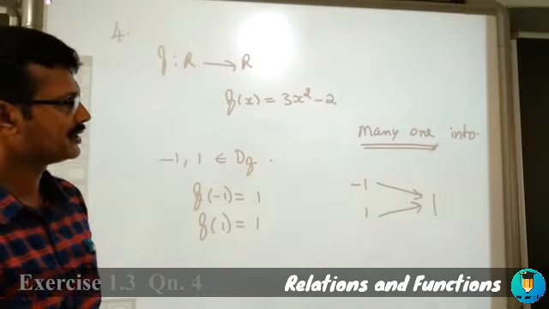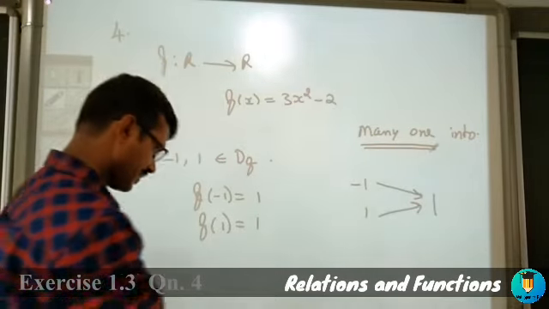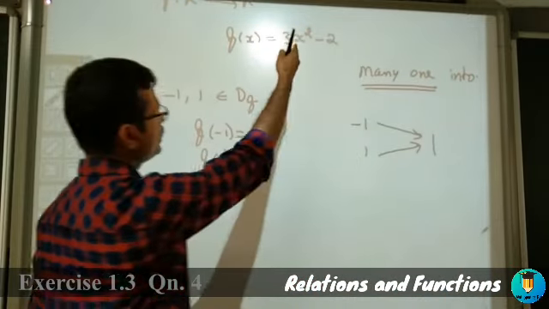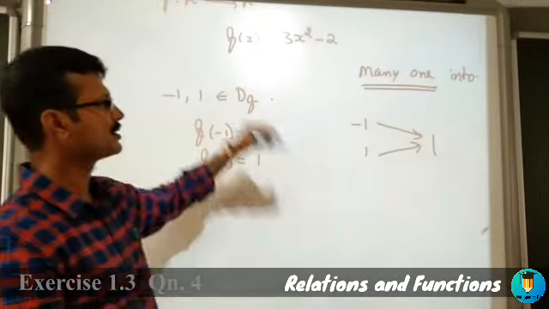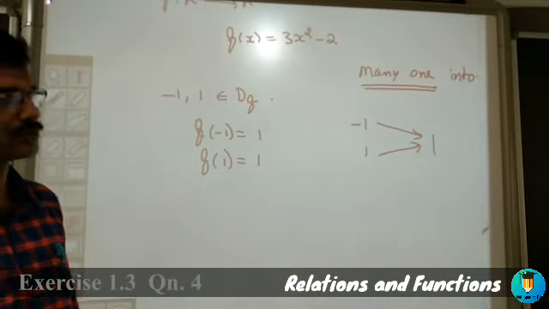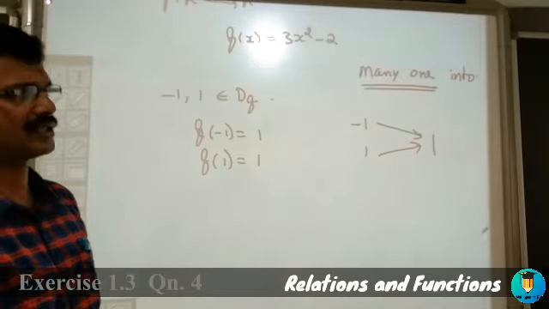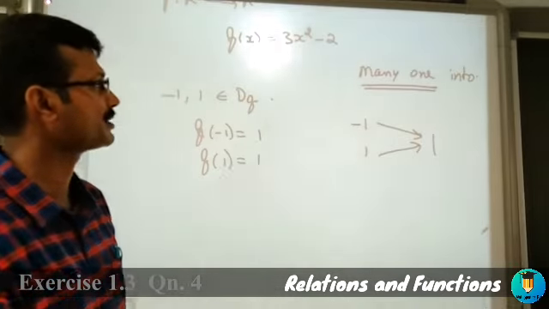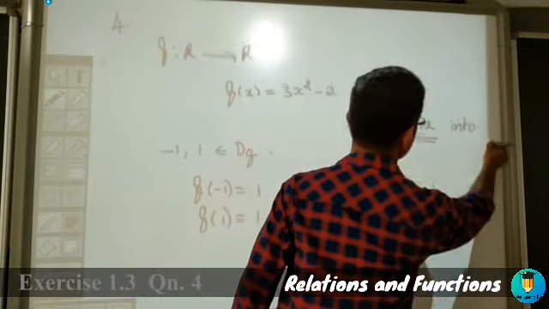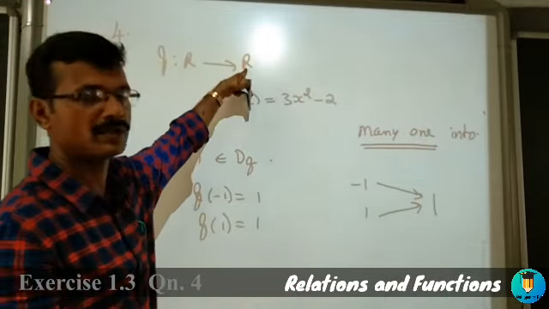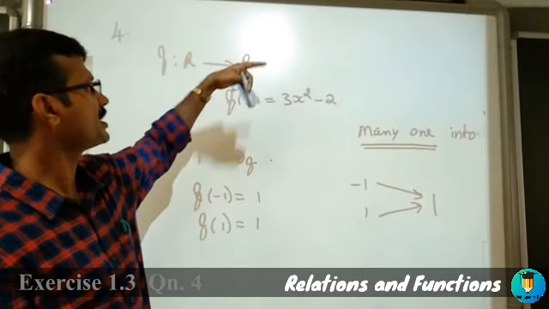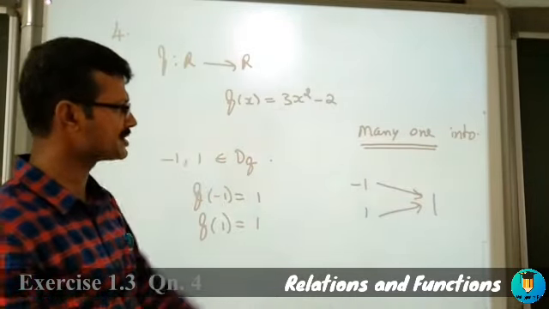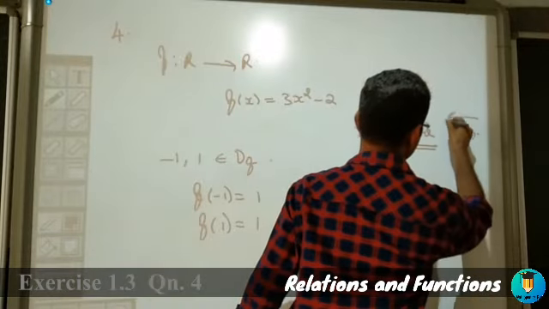Now we have to show that it is an into function. Into function means we have to show that at least one element in the second set does not have a pre-image. Or we can say that the range will be a proper subset of the codomain. Here the codomain is the real numbers. If we can show that the range of this function is a proper subset of the codomain, then it is an into function. So I am trying for that.